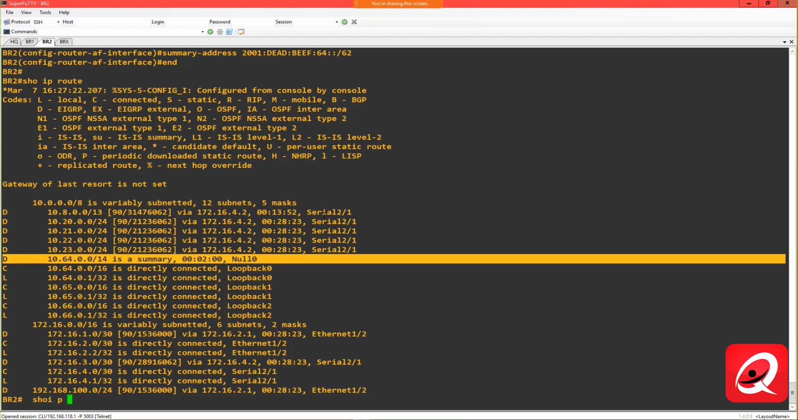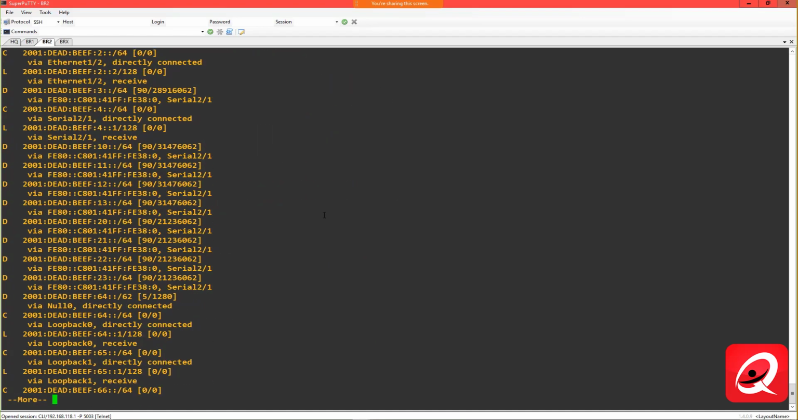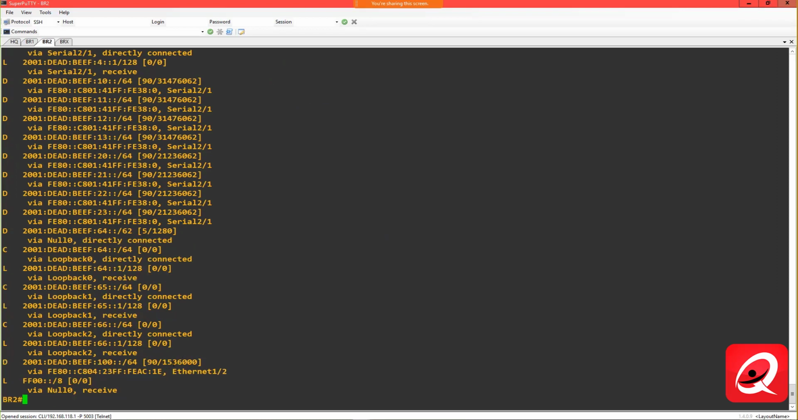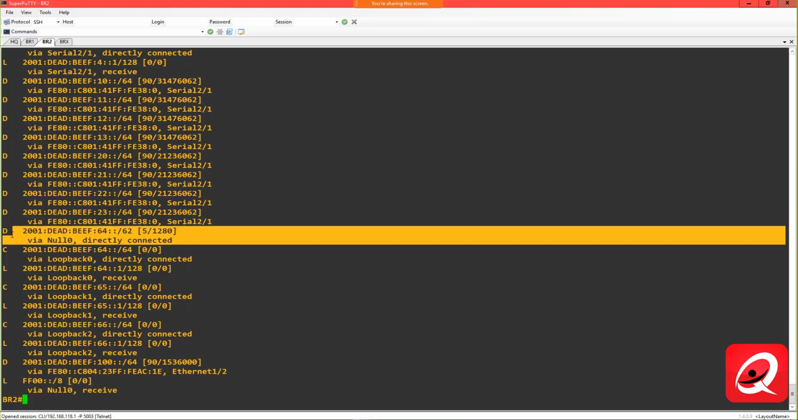If I do a show IPv6 route, section null 0, I don't know if that'll work or not. Well, we can see it's there, but it doesn't really pull it out for us, so let's just do a show IPv6 route. And we can see the null 0 route. IPv6 is a little bit longer, so that's the one for multicast. There should be another one right here for the summary that we created as well.